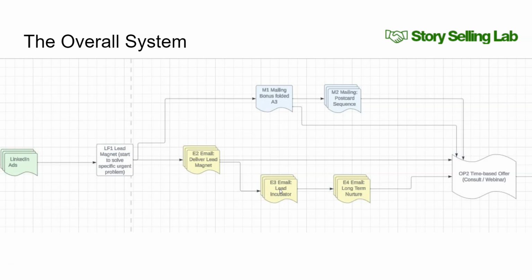It's perfectly fine to build out the lead incubator sequence as you go. So you can get going with this by just having your lead magnet, one email delivering the lead magnet. It's possible to get going actually with just your lead magnet and this email here where you deliver the lead magnet and you link to your time-based offer. You can get going with that. In terms of the minimum viable product, that is probably the minimum viable product.